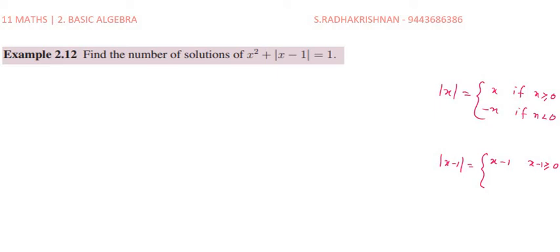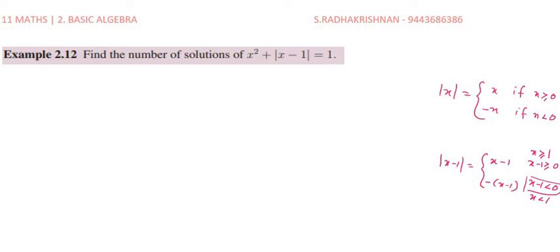X minus 1 is greater than 0, what is the meaning here? Take 1 to that side, when x is greater than 1. And minus of x minus 1 when x minus 1 is less than 0. That is, if I take 1 to that side, that becomes x less than 1. Right? Okay. If I know this definition under this condition, then I can go for this stuff.